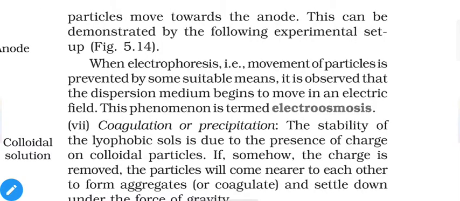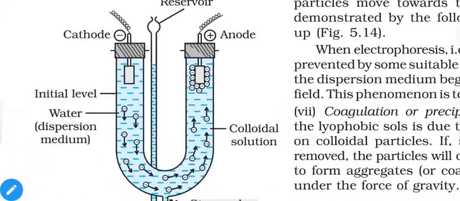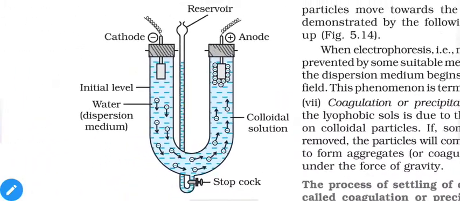This can be demonstrated by the following experimental setup, figure 5.14. So as we can see, you have an image. Here we have a U-shaped tube and we will fill our colloidal solution from the reservoir. We can add it from the reservoir and then we will fill these tubes fully. On one side we have the cathode, which is negatively charged, and we have the anode, which is positively charged.